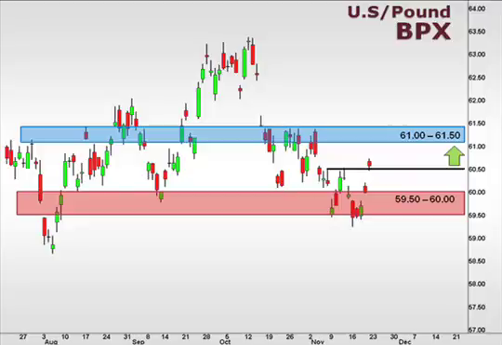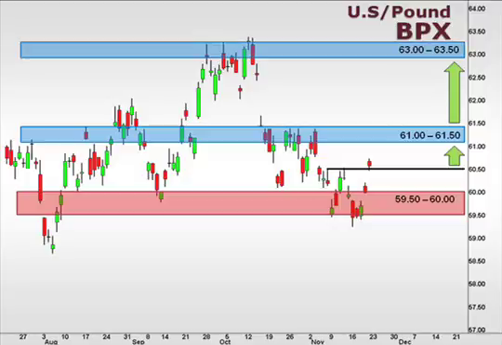However, Friday's close on the lows of the day suggests that we should be open to the possibility of a move back down towards 59.5, 60. A break below that opens the window for a possible continuation to the downside that may test this 57 box. A break above 61, 61.5 focal zone will have us targeting the 63, 63.5 range in the intermediate term.